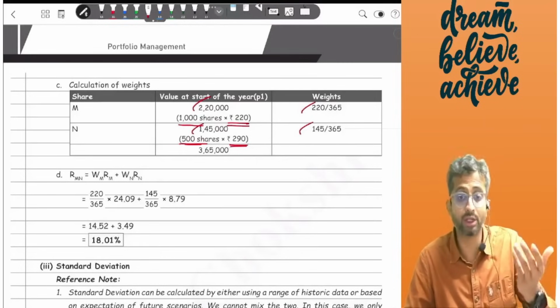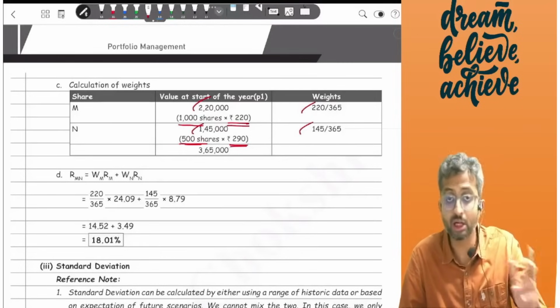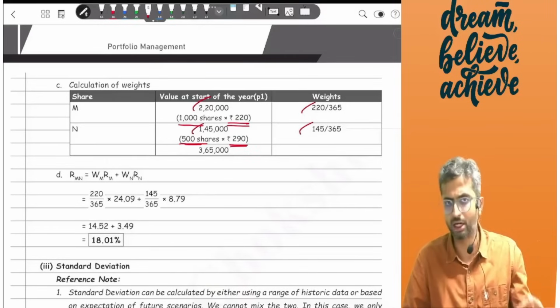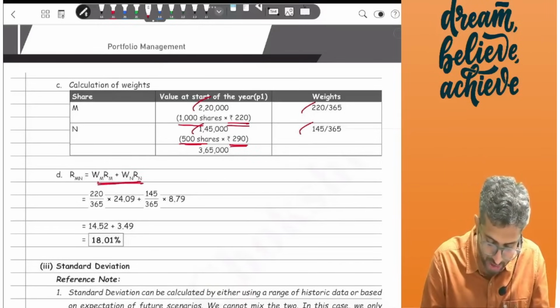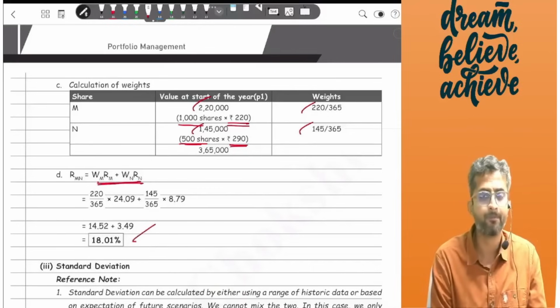The values at the beginning of the year, because the return is based on the price at the start of the year, the weight should also be based on the price at the start of the year, and accordingly you will find the weighted average return, which is coming to around 18.01%. So this is the second part.